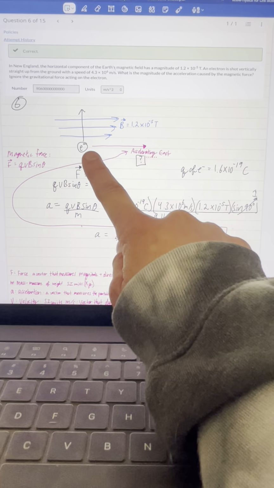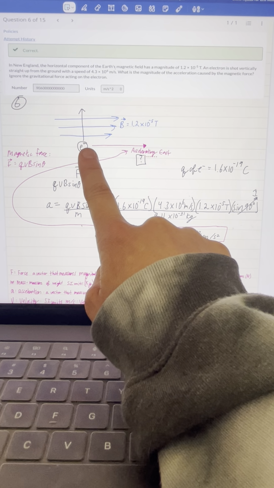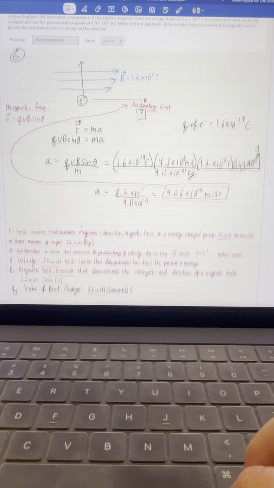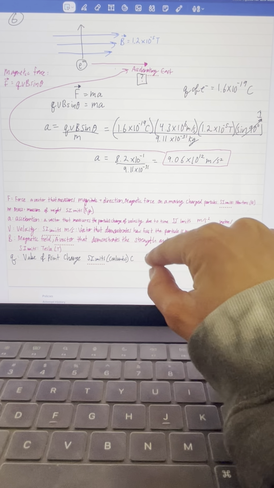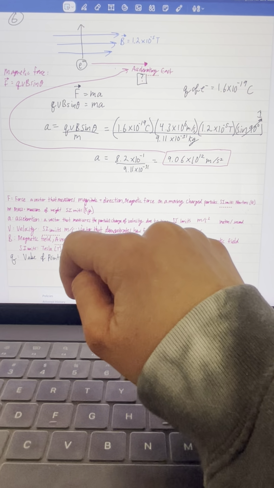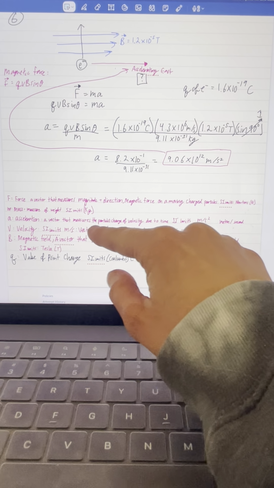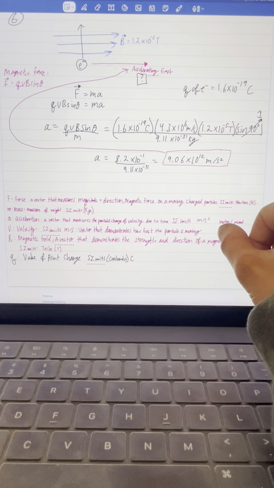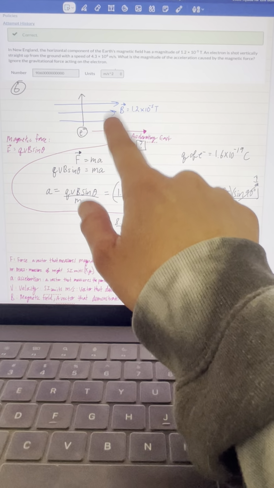So we're given, this is my image, and it's an electron being shot up from the ground. B would be our magnetic field, and that is a vector that demonstrates the strength and direction of a magnetic field. The SI unit for this is Tesla, T. And then we also want to know acceleration, a vector that measures the particle's change of velocity over time. Its SI unit is meters per second squared. I've included these two things in my image.